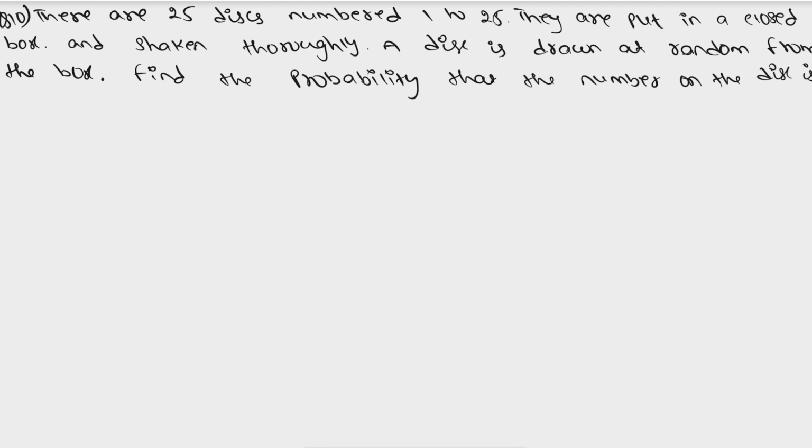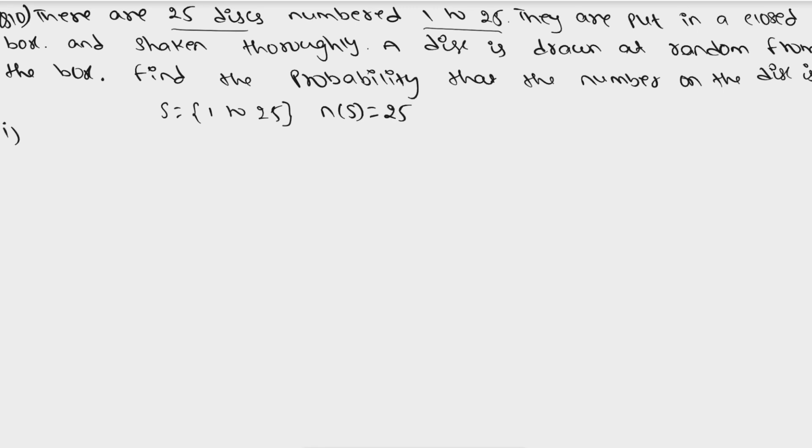So here we have our question number 10. There are 25 discs numbered from 1 to 25, which are kept in a closed box and shaken thoroughly. A disc is drawn at random from the box. We need to find the probability that the number on the disc satisfies different cases. First, the sample space has numbers from 1 to 25. That is, our total outcomes are 25.